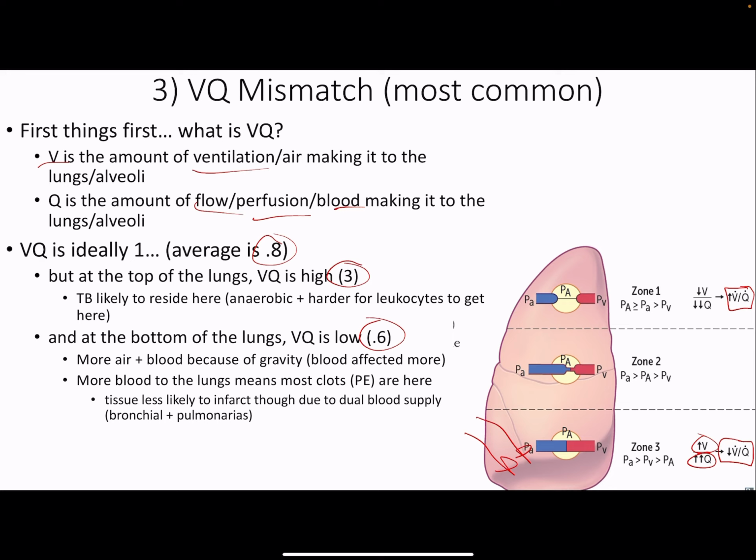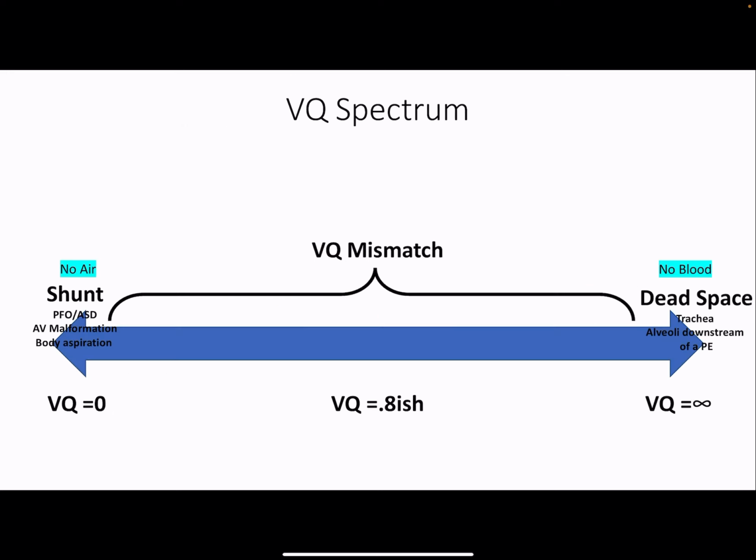The pathological consequences of this is that tuberculosis is likely to reside in the upper lobe. Why? Because tuberculosis is aerobic. Also, it's harder for leukocytes to travel through the blood to get to the upper lobes if, as we just said, gravity pushes more blood down. So it's also a little bit safer from the immune system. And at the bottom, again, gravity, so more blood. So any clots are more likely to go to the lower lungs than the upper lungs. We've mentioned before there's a dual blood supply because of the bronchial artery, so it's a little bit refractory to it. It's kind of like a filtration system for blood clots.